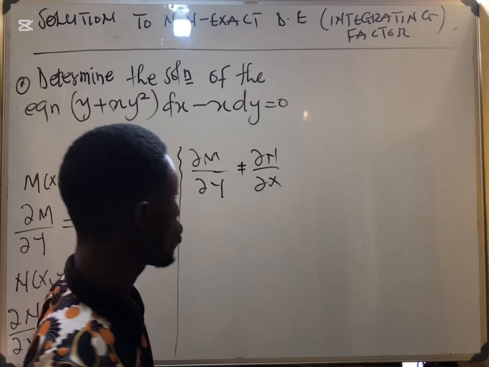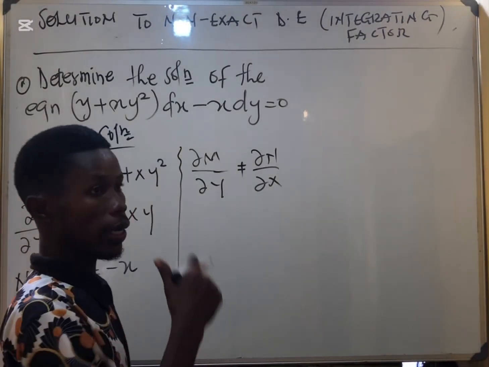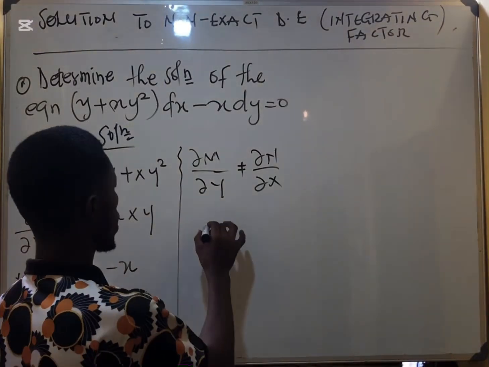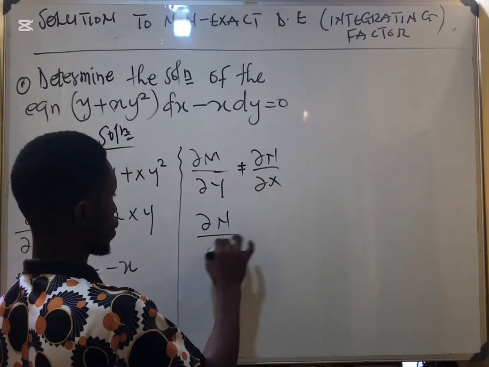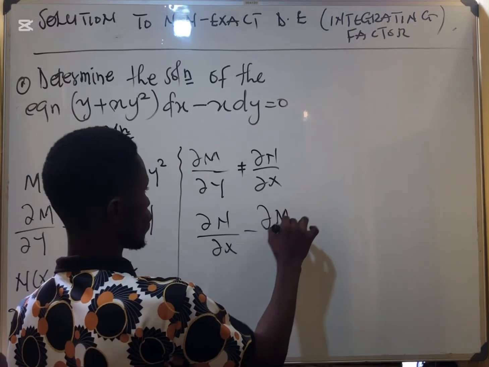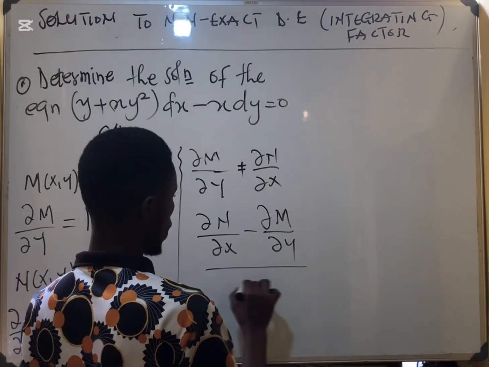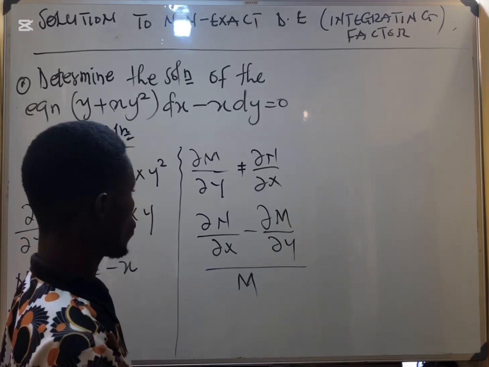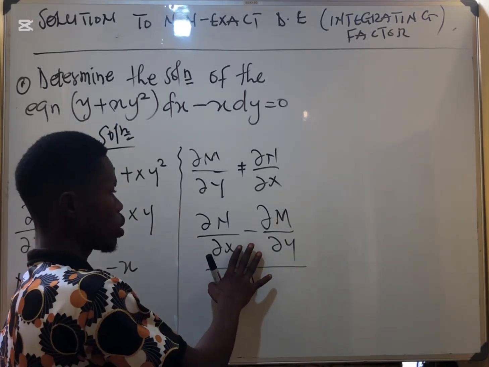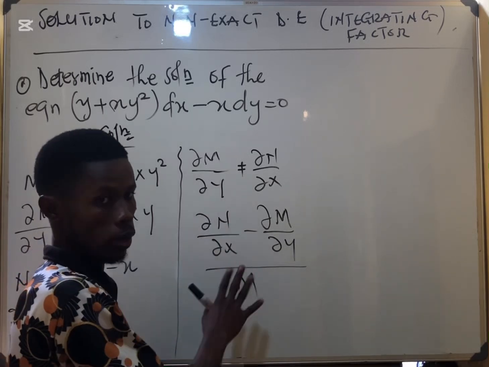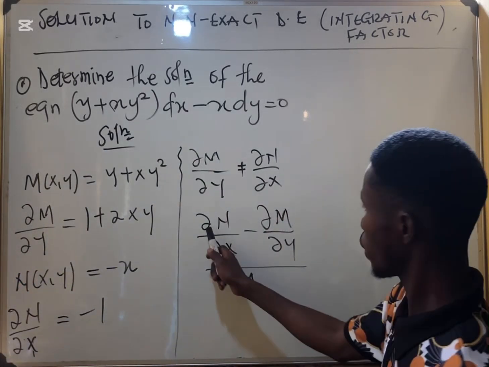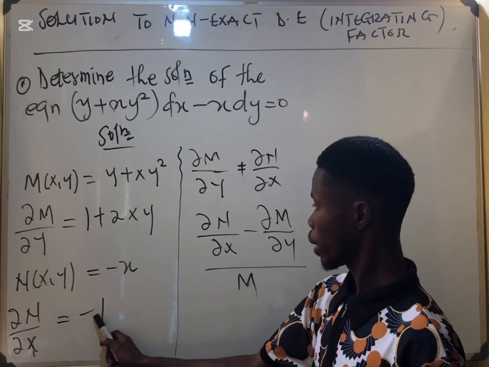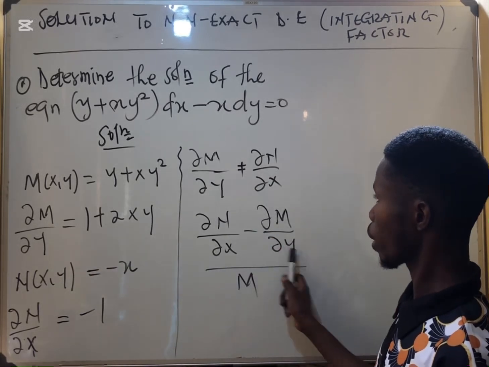If you remember when we were proving the formula for the y only, we came across this: delta N delta x minus delta M delta y, all divided by M, right? If you write this formula, this is what is going to give you when it's depending on y only. So we come to this place. Delta N delta x is here, negative 1. Delta M delta y is here.